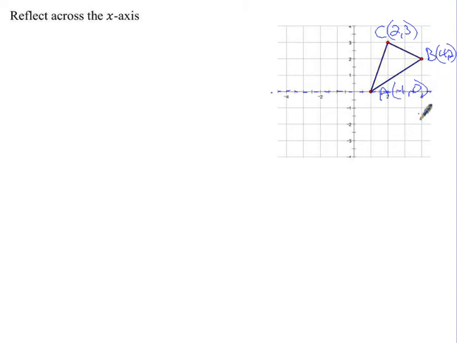B, though, goes 2 and then another 2, so that's B prime. And then C becomes C prime down here. So my new figure is this. The coordinates of B prime are 4, -2. The coordinates of C prime are 2, -3. And then the coordinates of A prime are the same as A. Now, what happened to go from the original figure to the final figure? The y-coordinate changes.